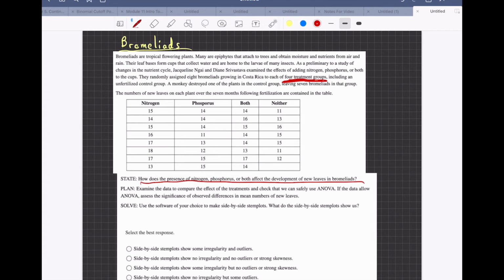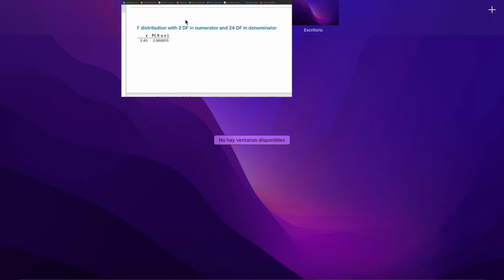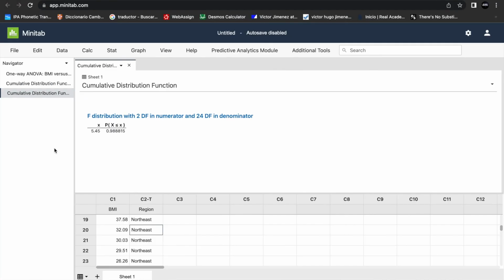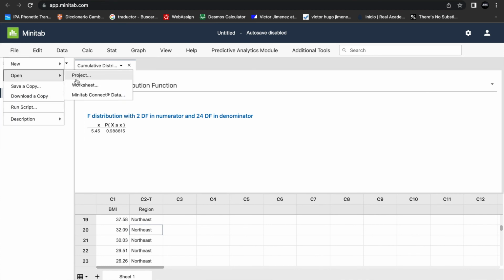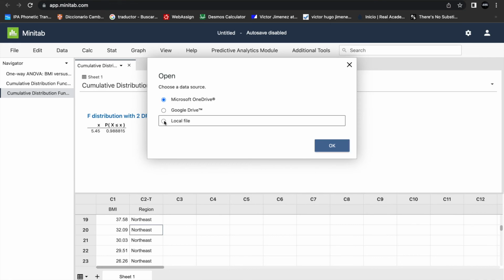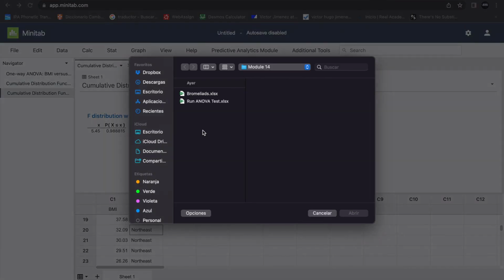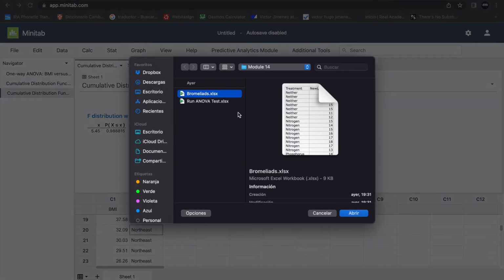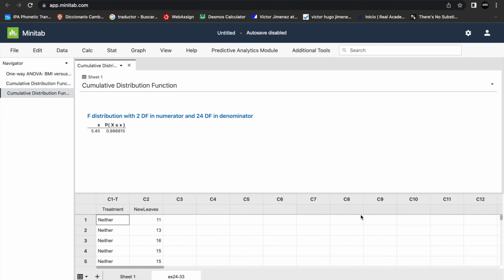Use the software. Here you need to download this and upload it into Minitab. The file is given in the exercise. So go to File, Open, Worksheet. I have it on my computer. Local file is bromeliads. I named it bromeliads. Open, and there you have it. You see?